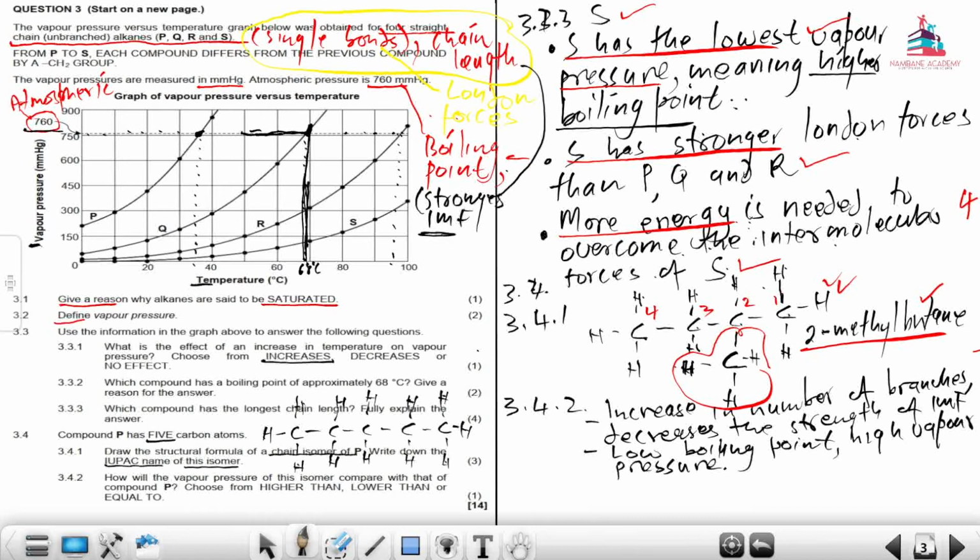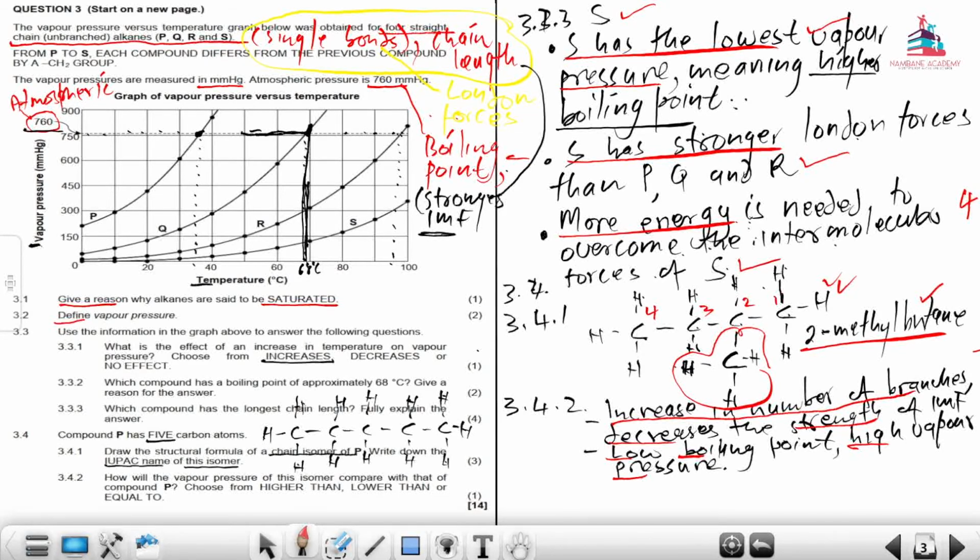Firstly, understand what factor has been changed. In this case, the examiner is asking how the number of branches influences the strength of the intermolecular forces. Once we understand how that is influenced, it's easy to conclude what will happen to the boiling point and easily relate it to the vapor pressure.